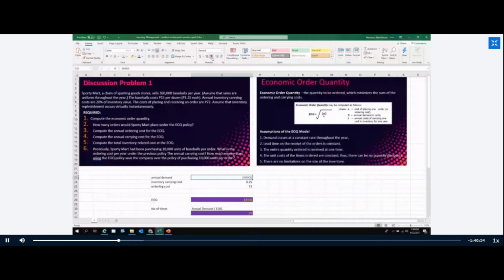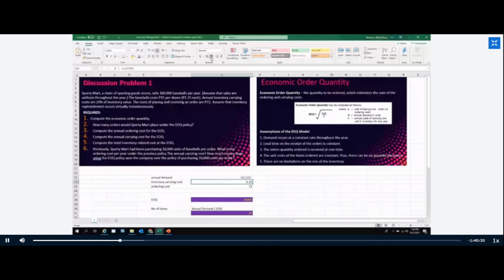Okay. We have the inventory carrying cost, no? So that's 1.25 multiplied by 20%, no? Saan nanggaling? Annual inventory carrying costs are 20% of the inventory value. How much is the inventory? Sabi 1.25 each, no? So meron na tayong inventory carrying cost of 0.25.